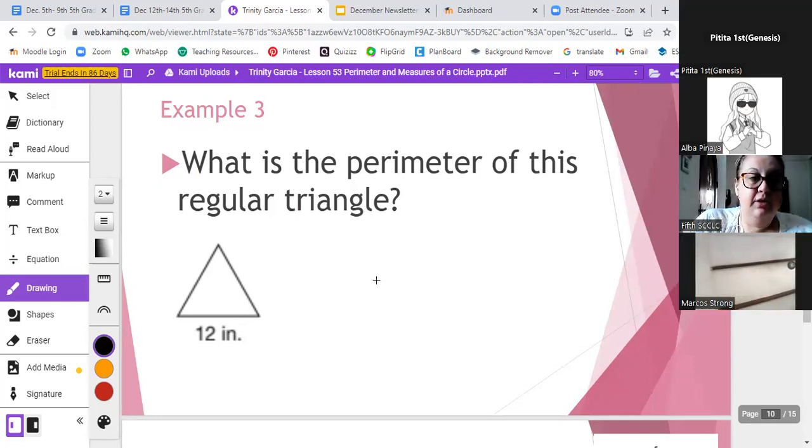Alba, what's the equation I can use to solve this? 3 times 12. 3 times 12. Awesome. So the outside of this rectangle is what? Genesis?